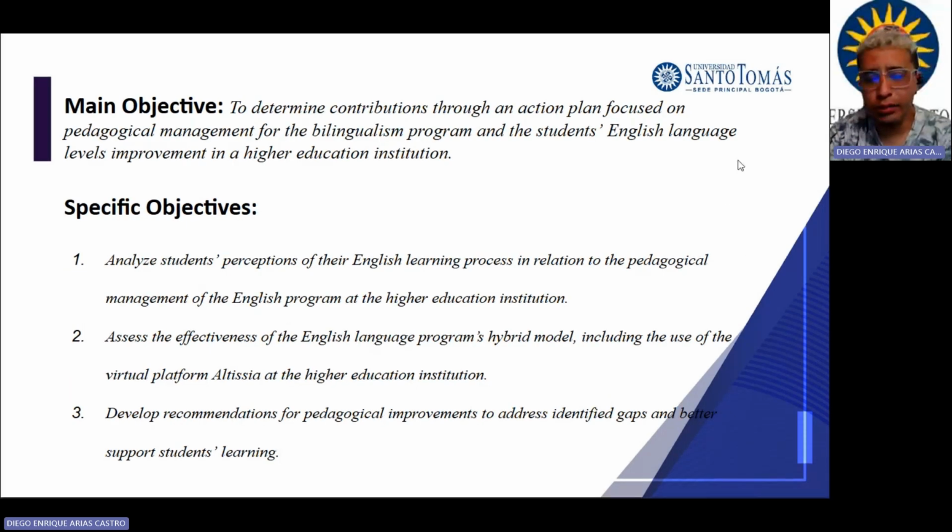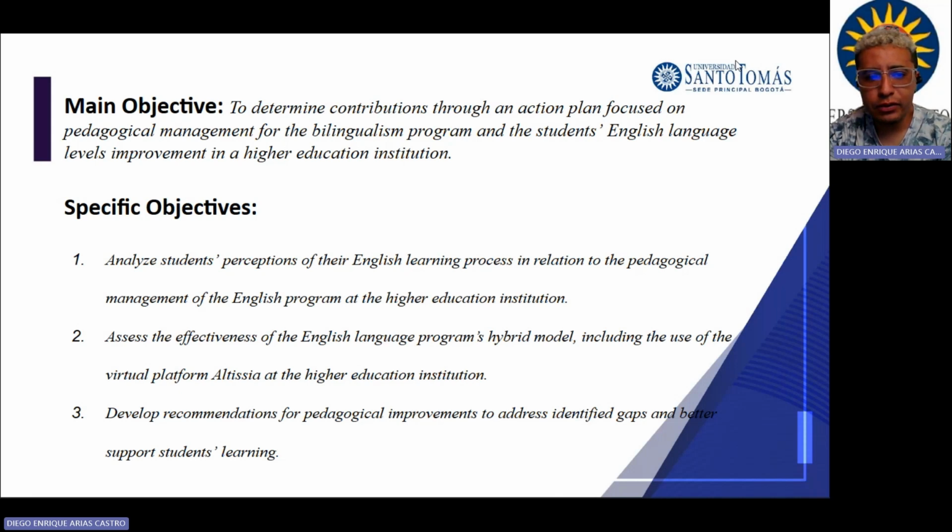Additionally, we have this main objective, which is to determine contributions through an action plan focused on pedagogical management for the bilingualism program and the students' English language levels improvement in a higher education institution. Along with this main objective, we have the specific objectives as well. The first one is to analyze students' perceptions of their English learning process in relation to the pedagogical management of the English program at a higher education institution.